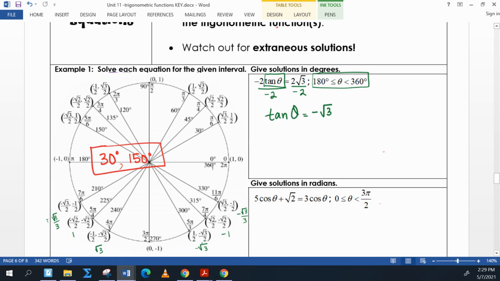Look at the videos for unit 10. But here's my tangent of negative square root of 3. Okay, so that means that the angle that I'm looking for here is just that 300-degree angle. And you're done with that one. All right, we'll try the radian examples in our next video.